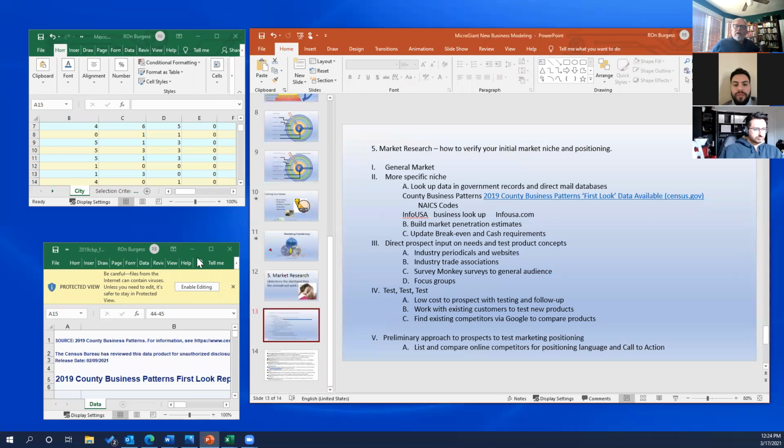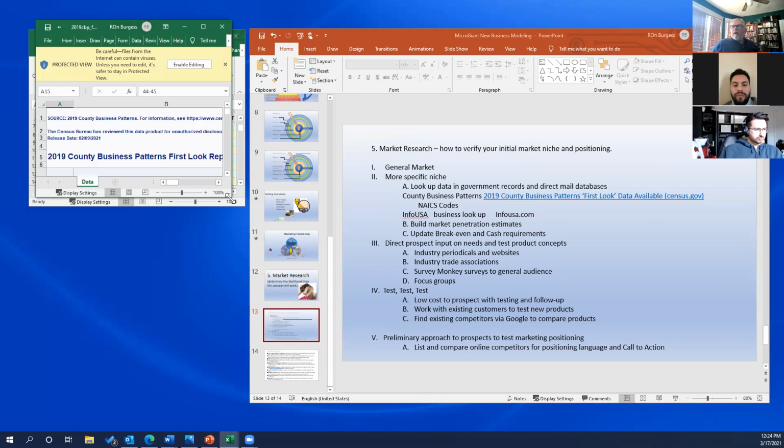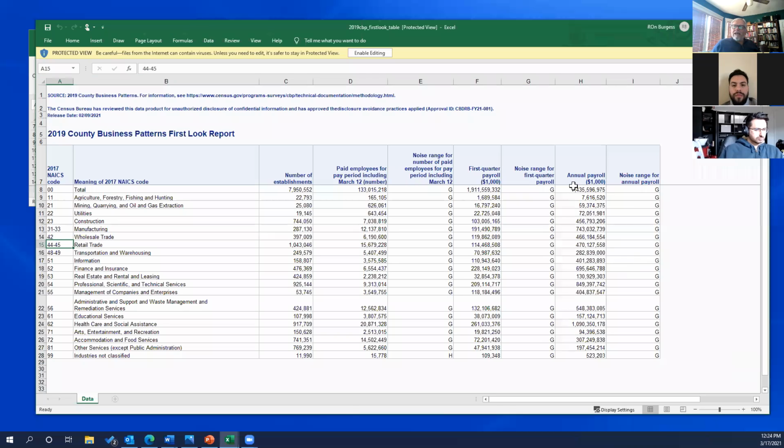So what county business patterns does for you is give you a government census-based kind of data set. This happens to be the U.S. Census Bureau, and these are called county business patterns. Now, this is a brief one, but you can drill into these and you can see that they have a coding system called the NAICS code. That used to be the SIC code, Standard Industrial Code.